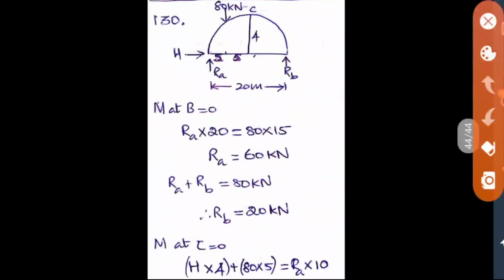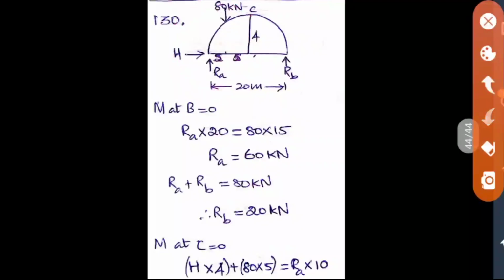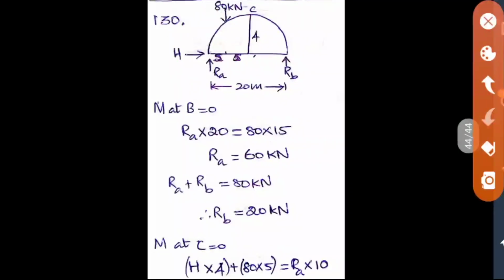And then what I have done is moment at this C, that is at the crown, at that point it is 0, means we can find the H value. So when you are taking this point 0, you can take the left side alone for calculating the moment. So H will be there, RA will be there, and 80, only 3 reactions are there. The H is a horizontal reaction, so you should multiply it with the vertical height. So H into 4 plus 80 into 5 will be equal to RA into 10.